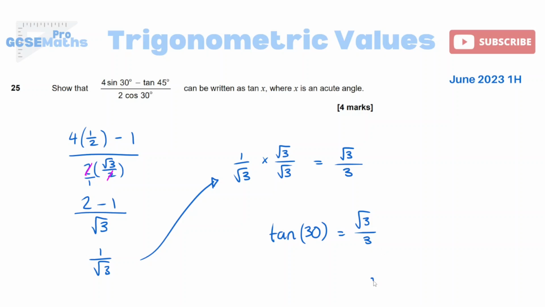So your answer, just to be clear, the format of your answer is tan 30. Not just 30, because they've said it can be written as tan something. So we need to include tan. So just make sure you double check the question. Have they asked me just to simplify it, or have they asked me to convert it back into one of the trig ratios?